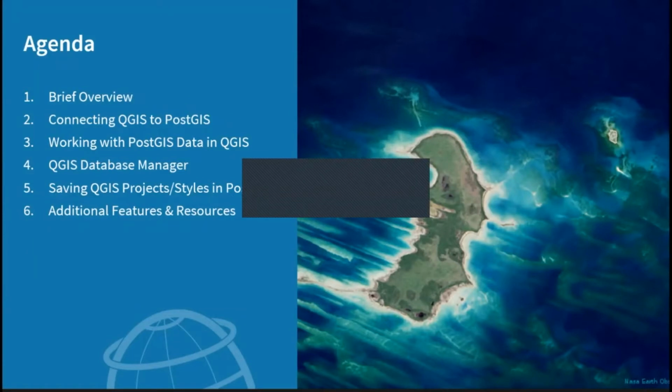So this is what I'm going to go over today. I'm going to start with a brief overview, then we'll talk about connecting QGIS to PostGIS. I'll go over working with PostGIS data in QGIS, talk about the QGIS database manager and how you can interact with PostGIS through that, saving QGIS projects and styles in PostGIS, which is really helpful when you have multiple people working on the same projects. And then at the end, I'll talk about some additional features and resources since there is too much really for me to go over in this one presentation.